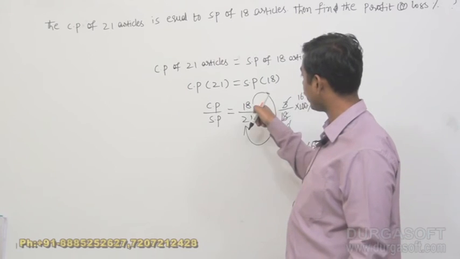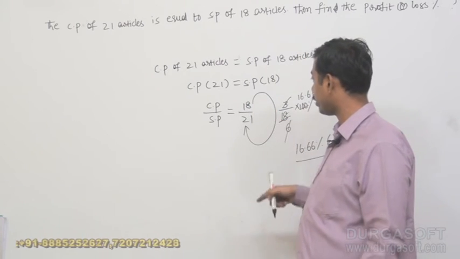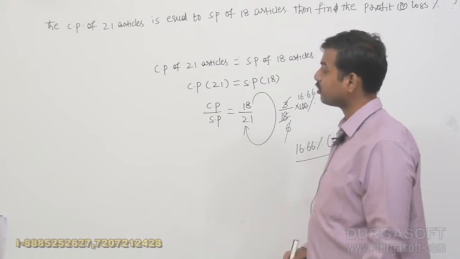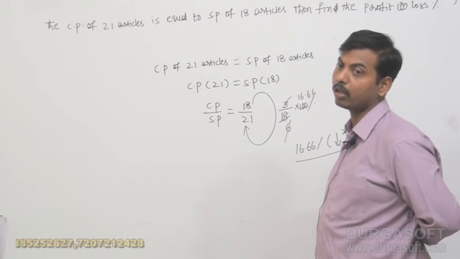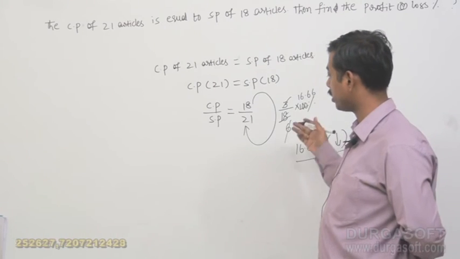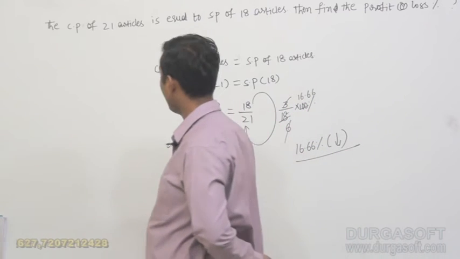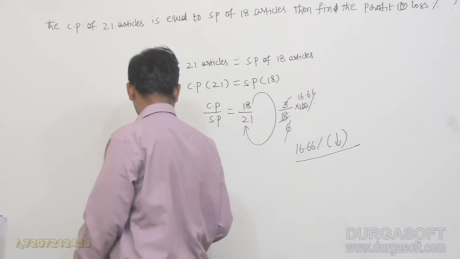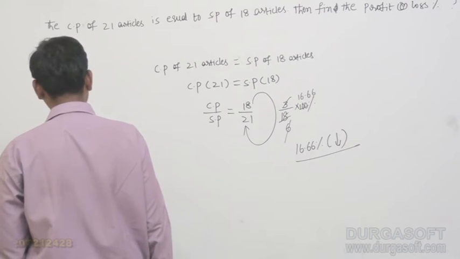3 parts out of how many parts? 18 parts. 3 out of 18 means how much percentage? 16.66% of loss only happened for us. Just make a note, this is also very important and the easiest method which we can apply to make a conclusion.